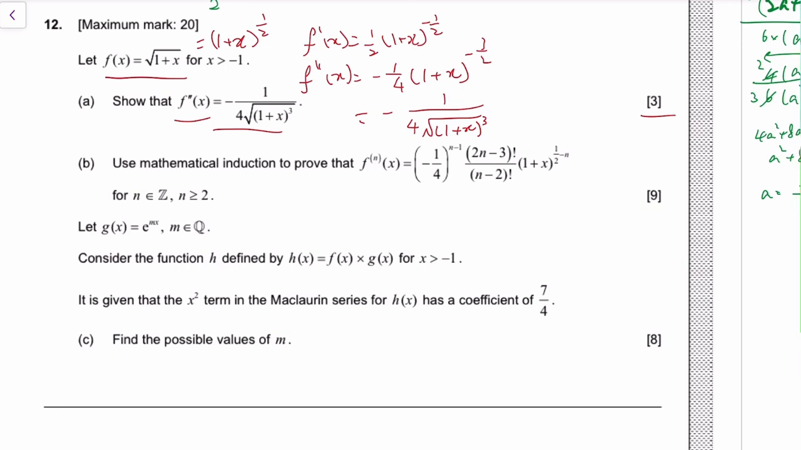Man. Mathematical induction. I really do think this paper is... I mean, is it too easy? The last question.